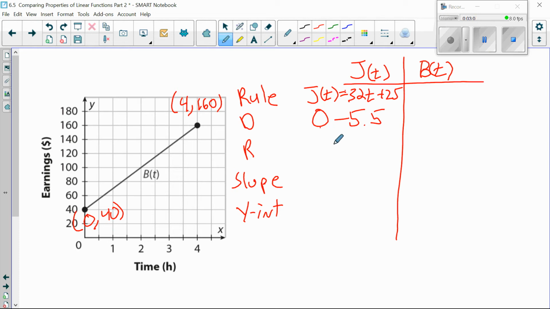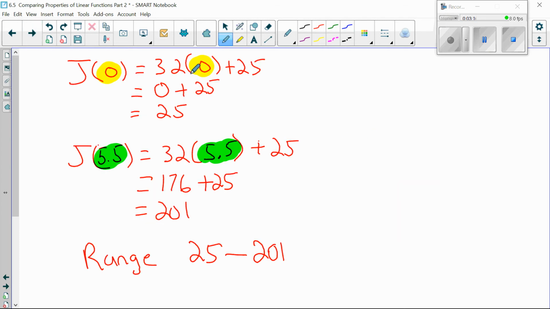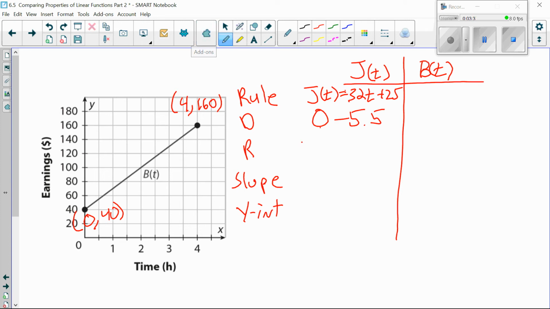The range is how much money would he make if he worked 0 hours or all the way up to 5.5 hours. So what you would do there is plug both of those into the equation. When you plug in 0, you get 25. And when you plug in 5.5 hours, you get 201. So its range is going to be from 25 to 201. Now we're going to write the slope and the y-intercept. Well, the slope is 32 and the y-intercept is 25.